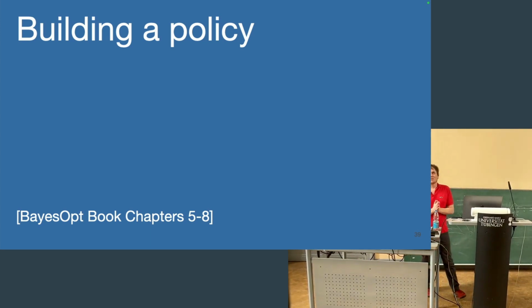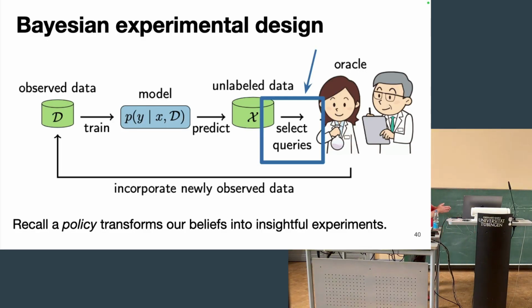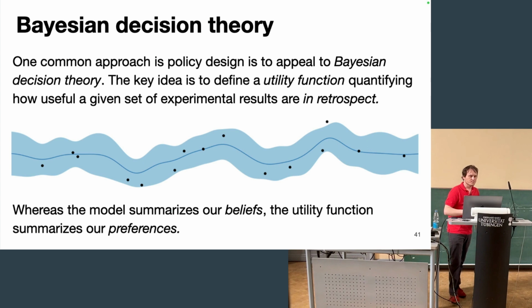OK, so now let's talk about building a policy, which is this step here. Recall, a policy is what's going to map us from our beliefs over the properties of interest and our experimental goals onto experiments. There are a few different ways to design a policy in Bayesian optimization. I'm going to talk about an alternative in a little bit. But here I'm going to focus on Bayesian decision theory, which is both a common approach in policy design and also a very natural one when we're doing this Bayesian modeling.